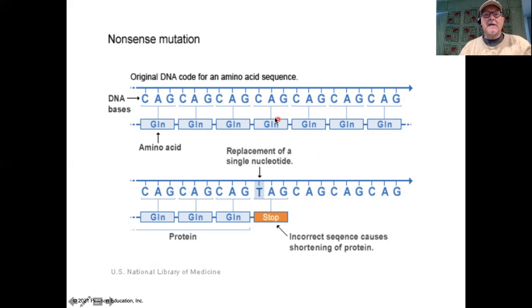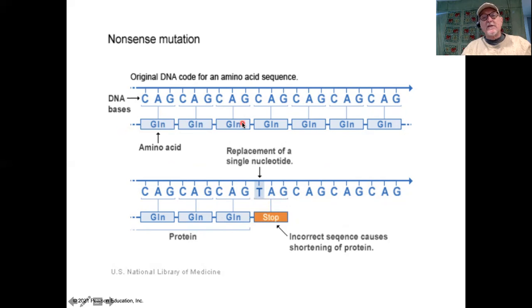So here again, you've got glutamine here, CAG, and we're going to substitute a T for that C on the template strand, and have a look and see now what mRNA you're going to produce from this. We're going to produce a stop codon there in messenger RNA. And if you introduce a stop codon, then translation is going to end.